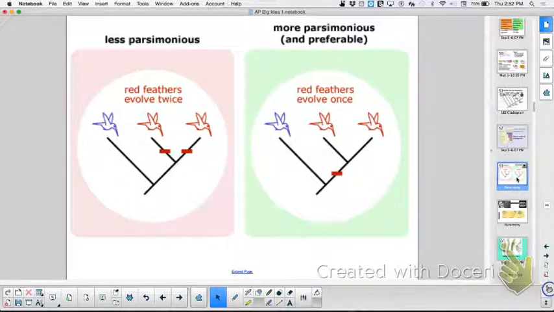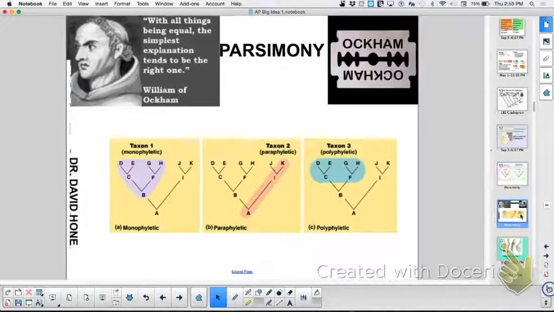Which one seems like the better choice, on the left or on the right? Which one gets the green light? On the right, okay? Parsimony means, like Occam's razor, let's do it with the least amount of changes that have to occur, the least amount of things we cannot explain. So more than likely, the red feathers evolved here, and now they have that. They wouldn't have independently evolved red feathers. Probably there was a common ancestor for that, okay?